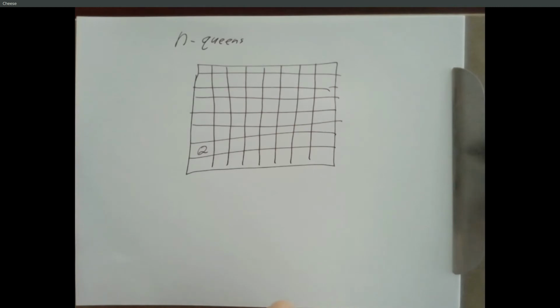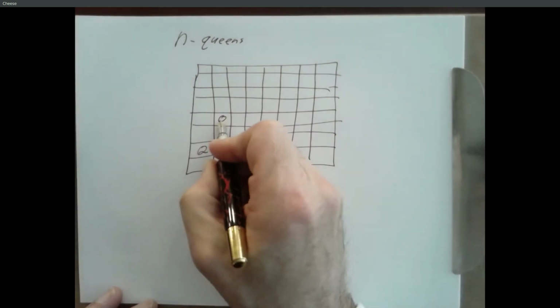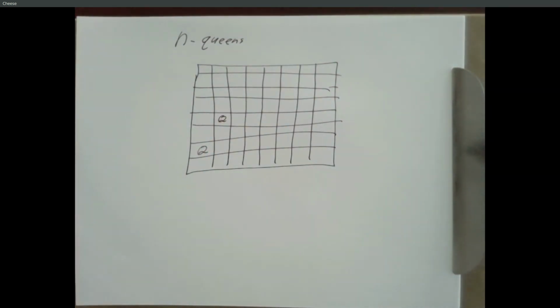So the question is, can we place 2 queens on this board so that they don't attack each other? And it's pretty easy to do. If we put a queen right here, and you look at all the places they can attack, they can't attack each other.